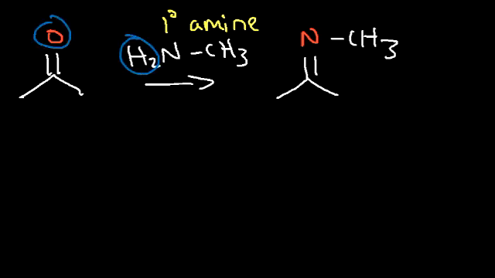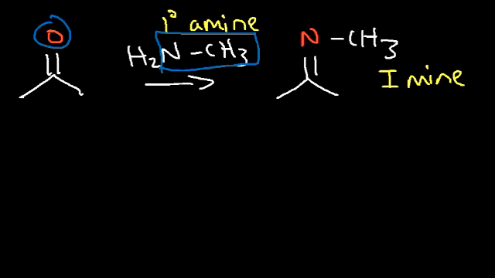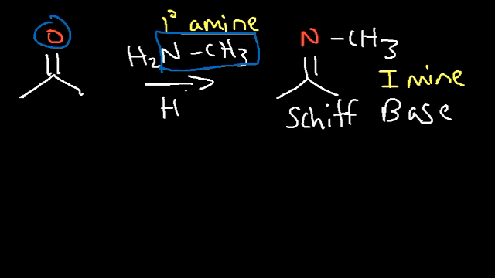So basically, you're replacing the oxygen with this part of the molecule. And so you get an imine. Substituted imines are also known as Schiff bases. Now the imine forms under mildly acidic conditions, so you may need to add a weak acid. Typically, the best yields occur when the pH is somewhere between 4 and 5.